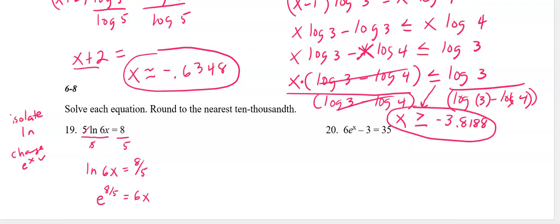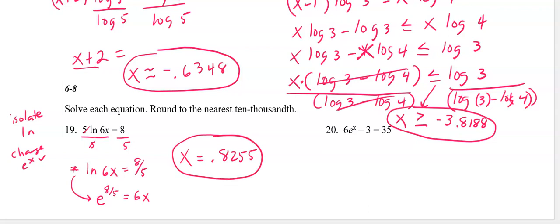So the beauty of this is I couldn't do anything with this in my calculator, but I can do everything now with my calculator. So go to find the e to the x button and put in 8 divided by 5, close the parentheses, and you can hit enter there or equals, and then divide that by 6 to solve for x. And to the nearest 10,000, that's 0.8255.